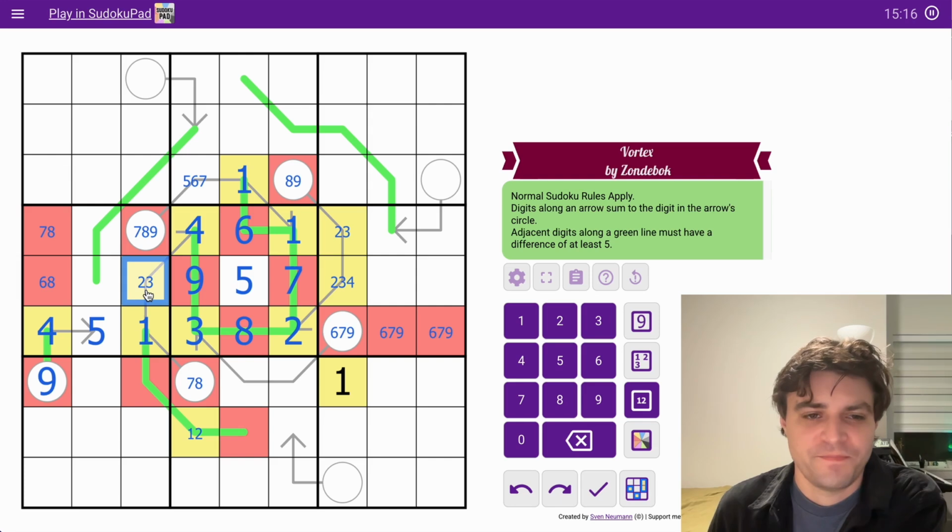That low number, are we able to do anything about that low number? That low number is definitely a 2 or a 3, because that is the remaining number that is missing.